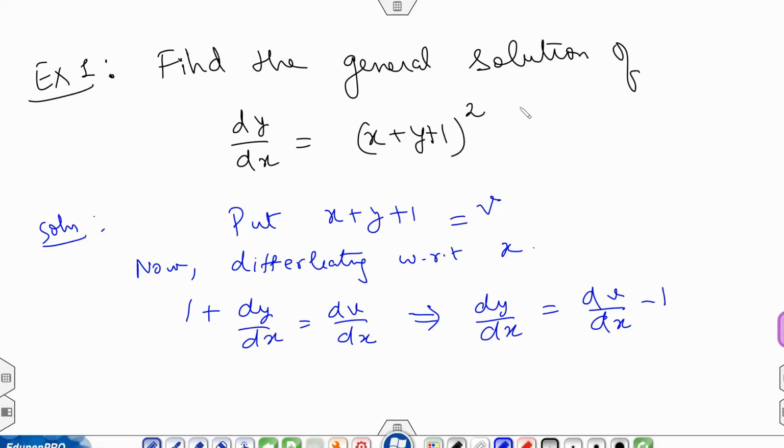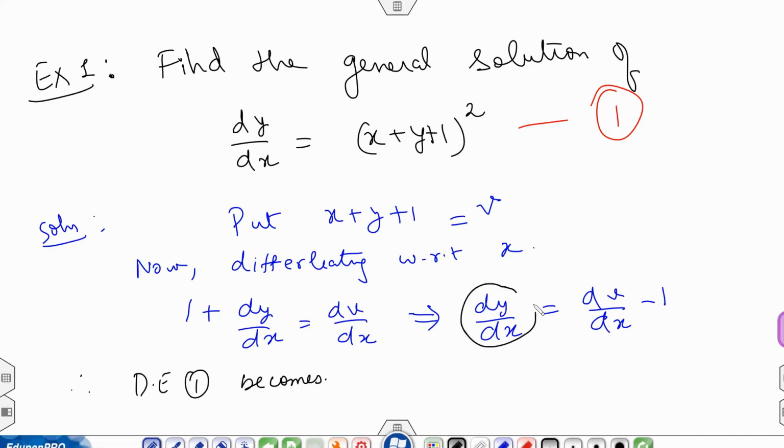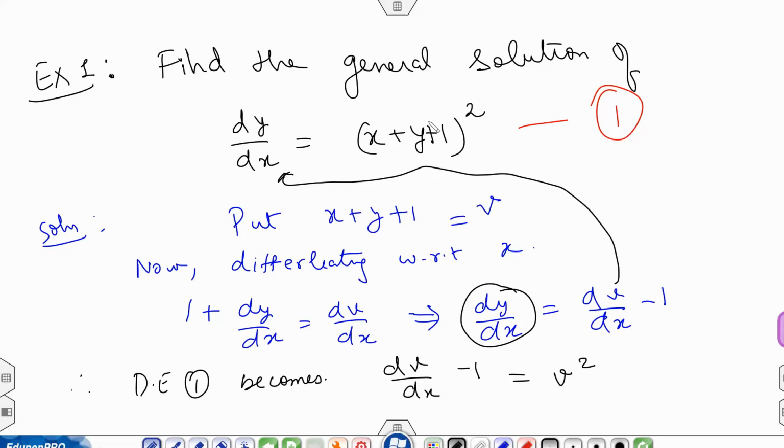Now if you name this differential equation as equation 1, you can see that my differential equation 1 will become, putting this dy by dx over here, dv by dx minus 1 is equal to v square, because here we took x plus y plus 1 is equal to v. Now you can see that our equation has changed into the variable separable form. Let us name this equation 2.